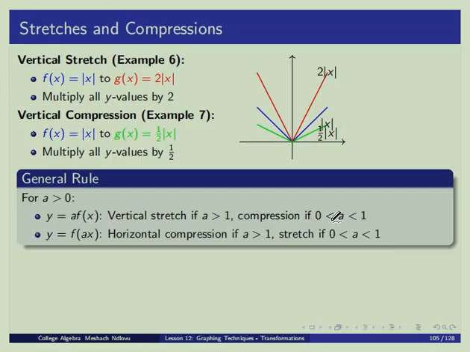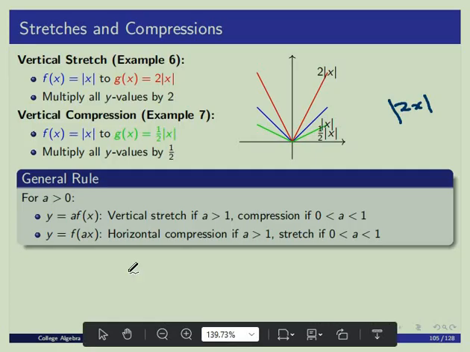If a is greater than 1, it is a compression; if a is less than 1, it is a stretch. And then this is a horizontal stretch, which is inside. For example, if we had something like 2x, this is inside. This is an example of a horizontal stretch. A horizontal shrink is a compression if a is greater than 1, and is a stretch if a is between 0 and 1.